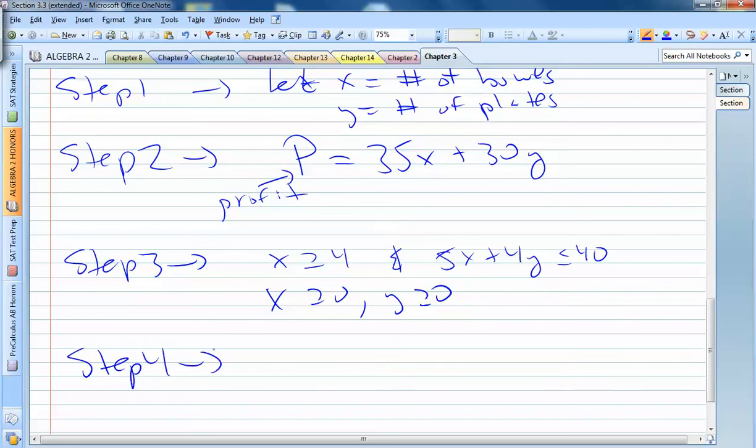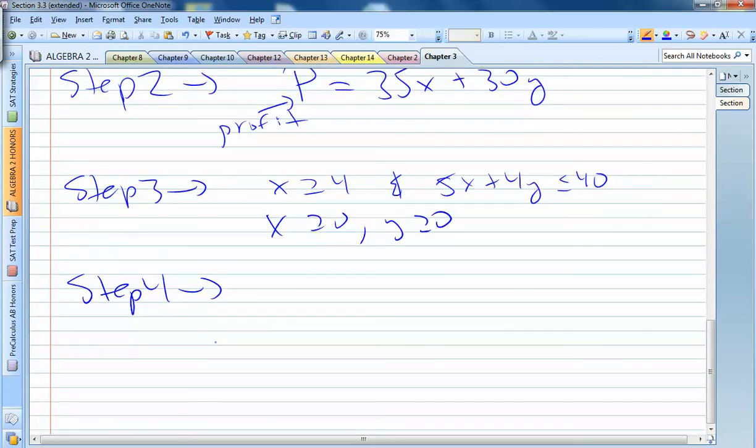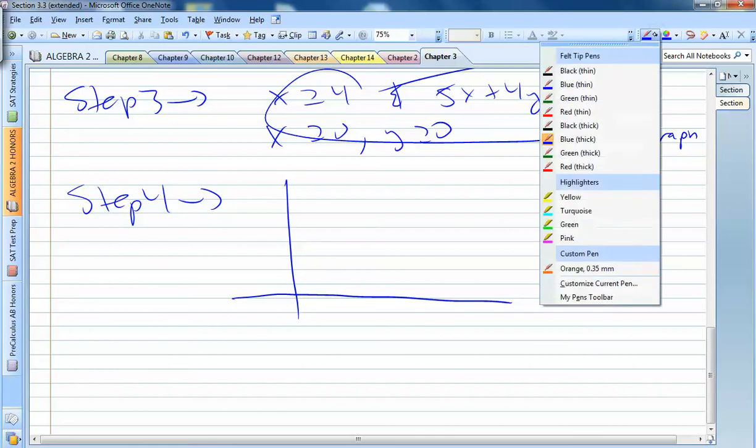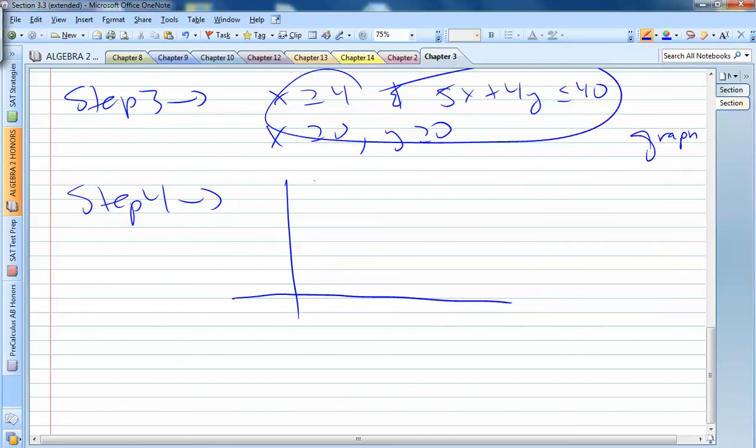So step 4, you have to graph the feasible region. Feasible means what is possible. That's what feasible means. What's possible. So you're going to graph all these things here. So I'm going to make a whole bunch of tick marks. 1, 2, 3, 4, 5, 6, 7, 8, 9, 10.